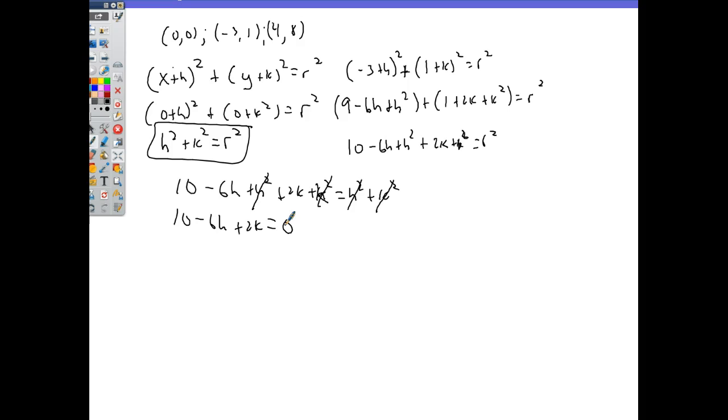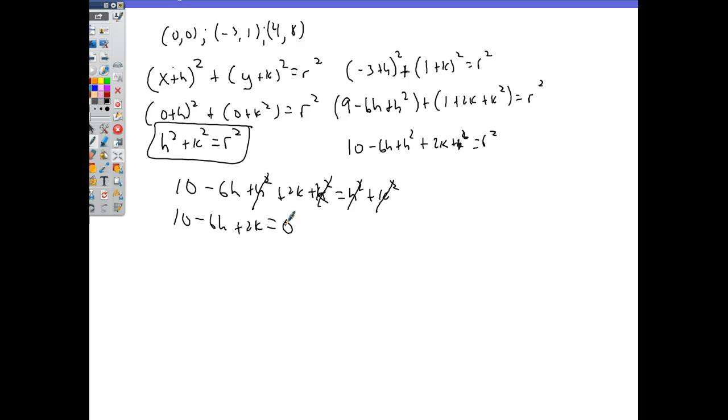So I've got this, and I'm going to go 16 plus, let me add those two. I got 80, is that okay? 80 plus 8h plus h squared plus 16k plus k squared equals h squared plus k squared. Those go away. And I get 80 plus 8h plus 16k equals 0.